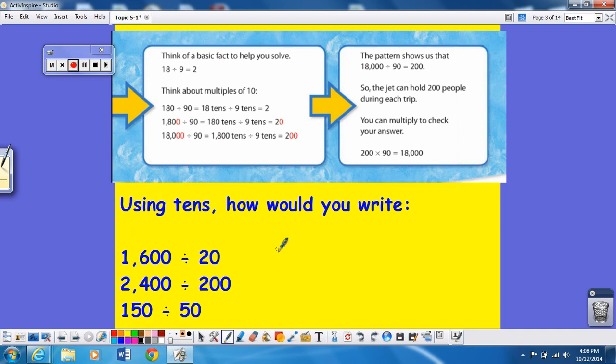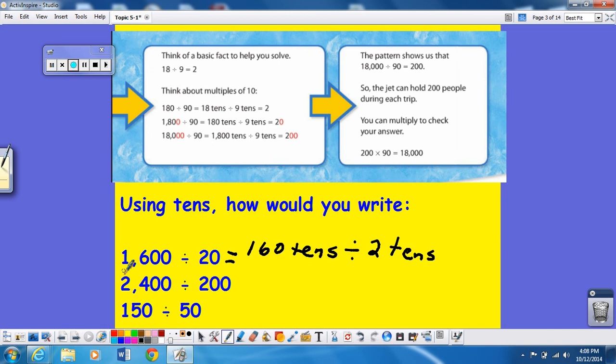Okay, so let's stop just a second before we move on and think about how we would write this if we were just using tens. So 1600 would be 160 tens divided by 20 would be 2 tens. Okay?